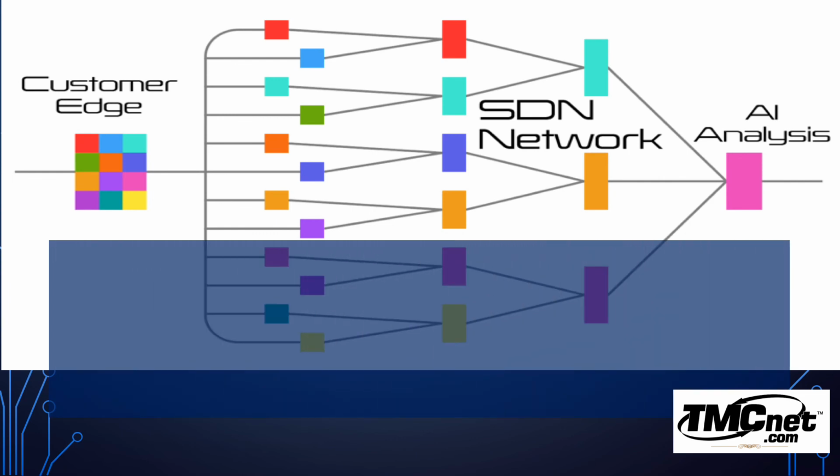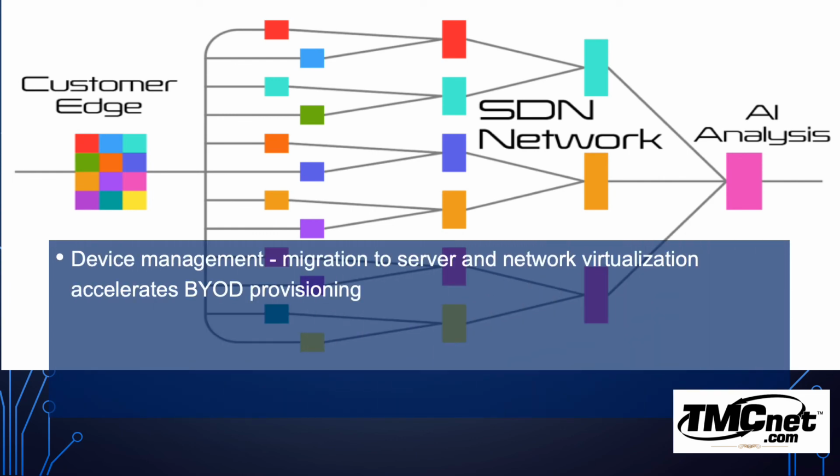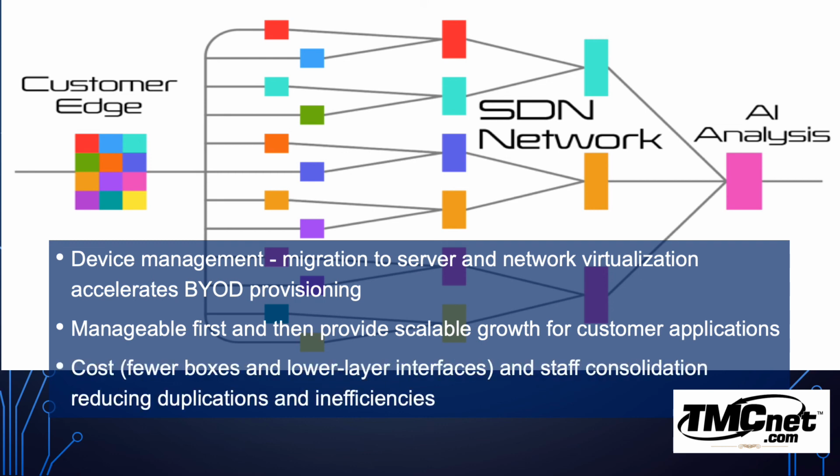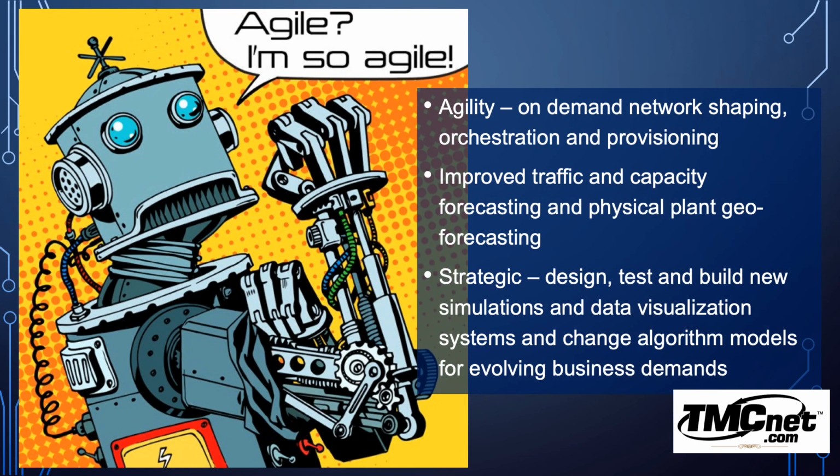Here are a few more applications as we go through these things. There are lots of them. Device management: migration to server and network virtualization accelerates BYOD, or bring your own device, provisioning. Management first, and then provide scalable growth for customer applications. Cost, and this is where it really makes the simple work: fewer boxes and lower layer interfaces, and staff consolidation, reducing duplications and inefficiencies. Agility on demand: network shaping, orchestration and provisioning, improved traffic capacity forecasting and physical plant geoforecasting, strategic design, test, and build new simulations and data visualization systems, and change algorithm models for evolving business applications.